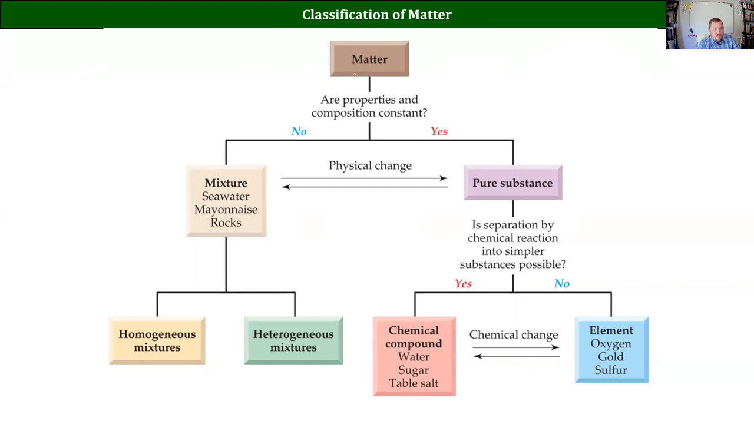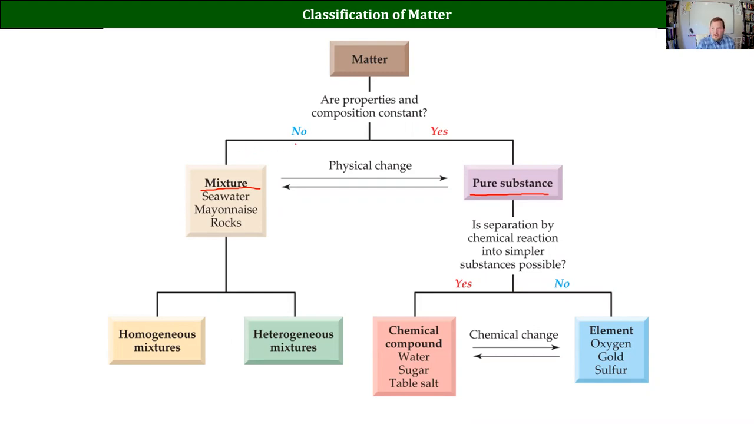Everything is going to fall into one of two categories. It's either a pure substance or it's a mixture. So are the properties and composition constant is the key there, meaning you don't have to specify a concentration. If I say, here's some water, you don't have to say, okay, how strong is this water? It's water. It is what it is. It's always got the same properties. And it's always the same ratio of hydrogen to oxygen.